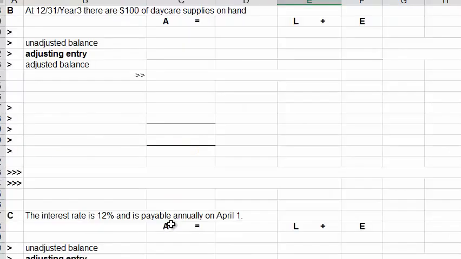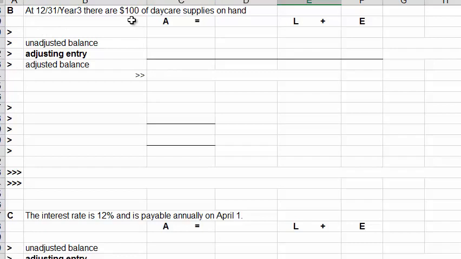Okay, well, let's do the same thing for adjusting entry B. Adjusting entry B is a little bit different because we used a different rule of thumb than we normally would. It has similar information to what you saw in A. It tells us what the balance in daycare supplies should be, what was in the daycare supply closet at the end of the year.